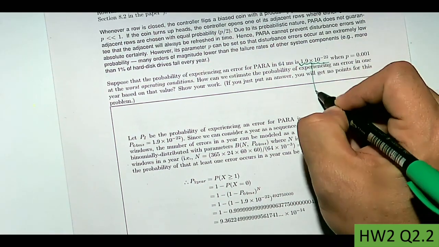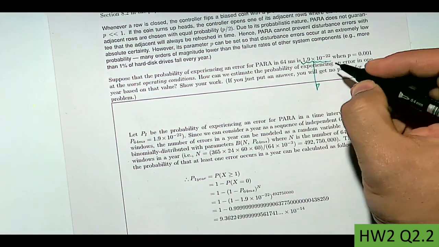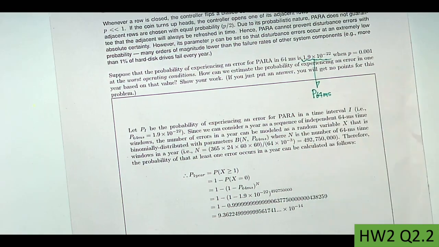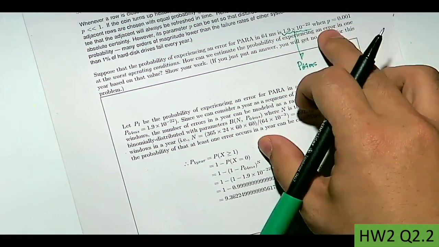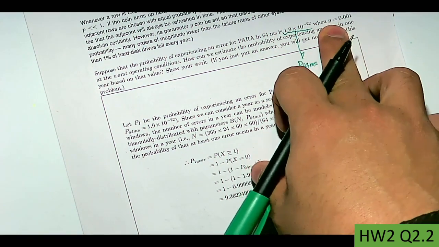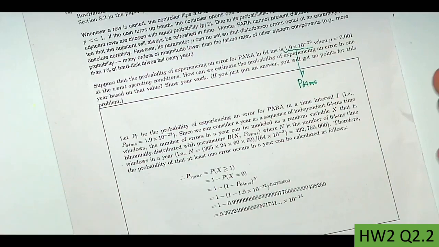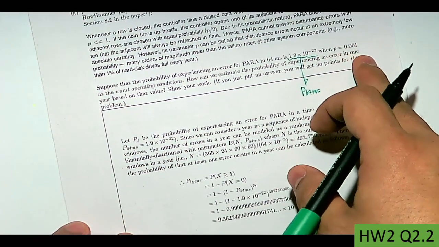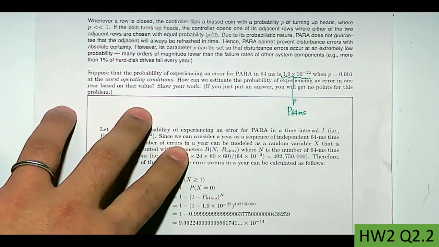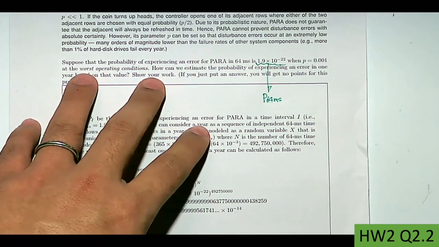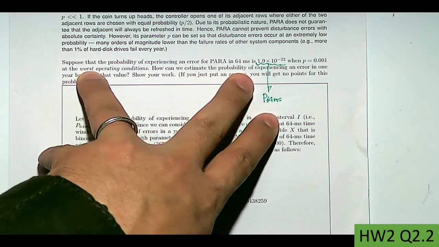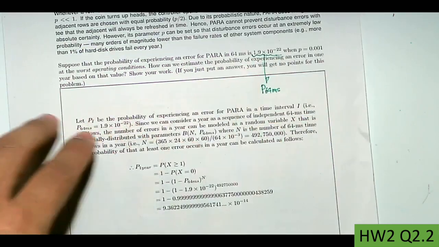And let this be what? P64 milliseconds. When the probability parameter in the PARA technique is just 0.001, this is the worst operating condition. And the question is asking how we can estimate the probability of experiencing an error in 1 year based on this value.